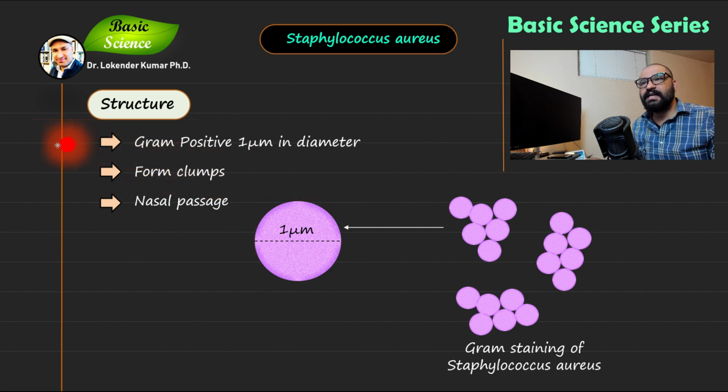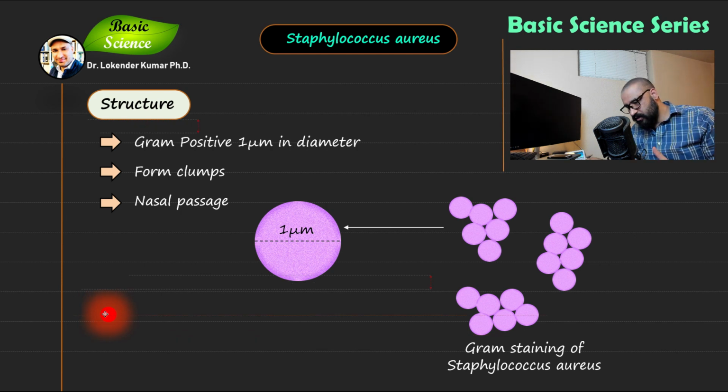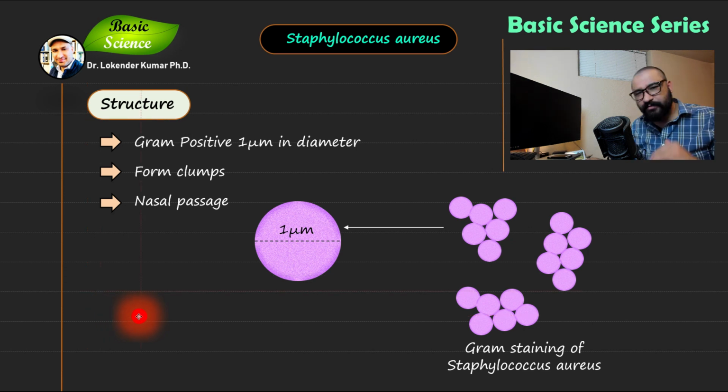As you can see here, I have shown you that it's going to stain gram-positive because it's a gram-positive bacteria. And we know that the gram-positive cell wall is different from the gram-negative cell wall. That's why they stain differently, right? In my previous videos, I made presentations on the gram-positive cell wall as well as the gram-negative cell wall. So you can watch those videos and understand the composition of the cell wall. On the basis of that, they are differentially stained.